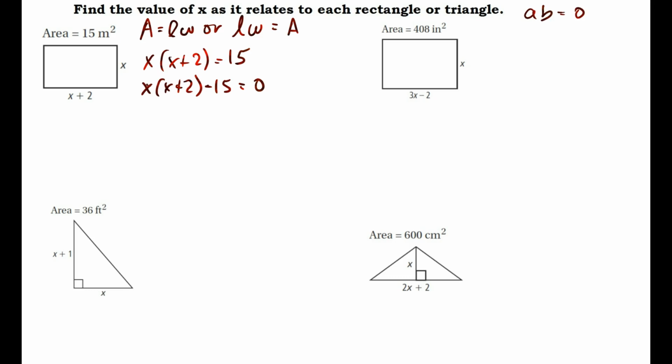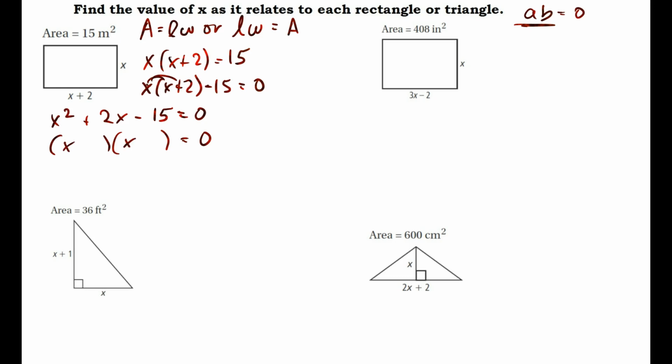So we need to distribute this out. We get x squared plus 2x minus 15 is equal to 0. Now we can be like, well, I can put it in this form now because I can factor this. So we have x and x, equal to 0. All right, so negative 15.